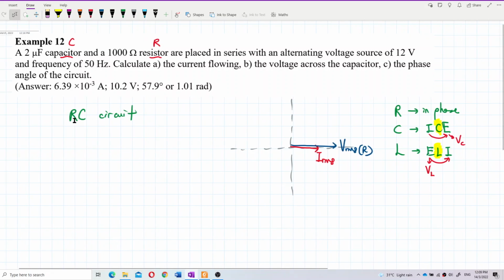So since in this circuit we have resistor and capacitor, current is always at the x-axis. The voltage of the resistor is always in phase with current. But for capacitor, it is ICE, or current leading voltage. So the current is always in front. We know that this rotation is anti-clockwise. So current is in front, and the voltage for capacitor is behind. This is the voltage for capacitor. So current is leading the voltage across the capacitor.